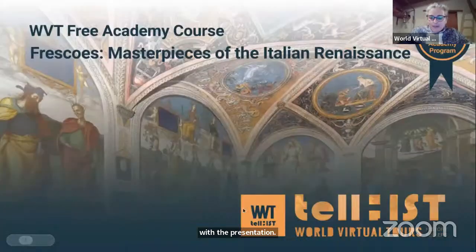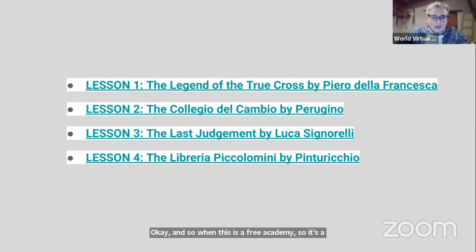Okay, and so this is a free academy, a series of four presentations, though they call them lessons. Today we're going to talk about Piero della Francesca and the Legend of the True Cross. Then next week, I will talk about the Collegio del Cambio by Perugino, Pietro Perugino, one of the great Renaissance painters. Collegio del Cambio is situated in Perugia, and it's a bit special because it's not a religious building. This building was the guild of the money changers. So a civilian building. That's perhaps interesting, to see something that is not only religious.